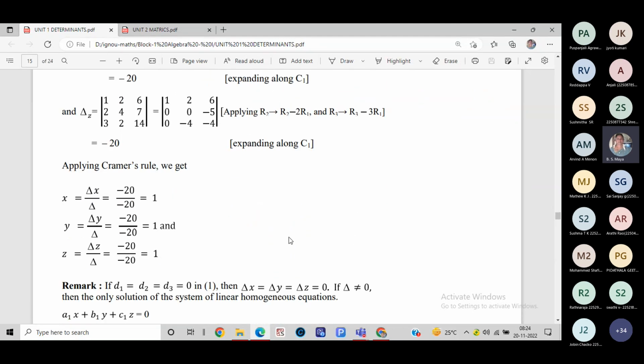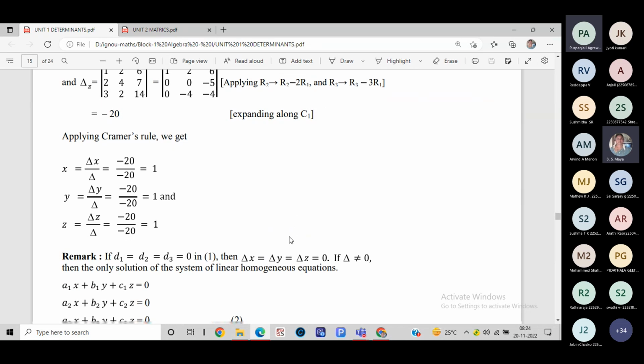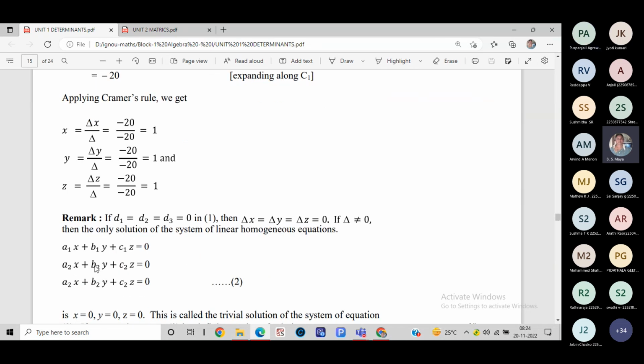Shall we go for the other problem, for homogeneous equations? See, now the equation is like this: a1x plus b1y plus c1z, this d1 is what? 0. a2x plus b2y plus c2z is equal to 0. a3x plus b3y plus c3z is equal to 0.